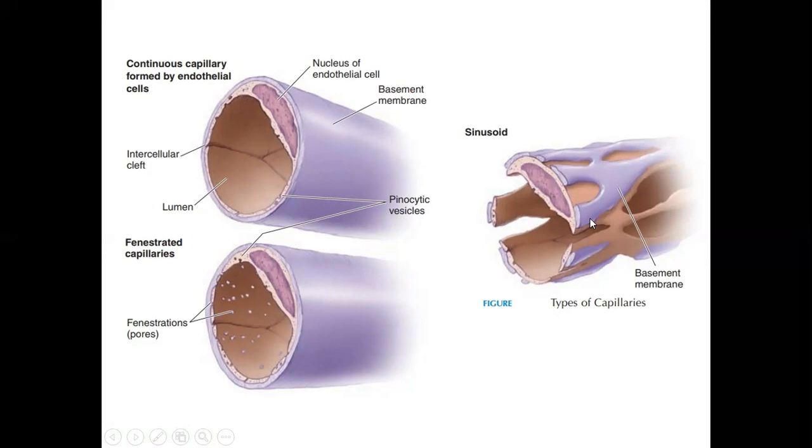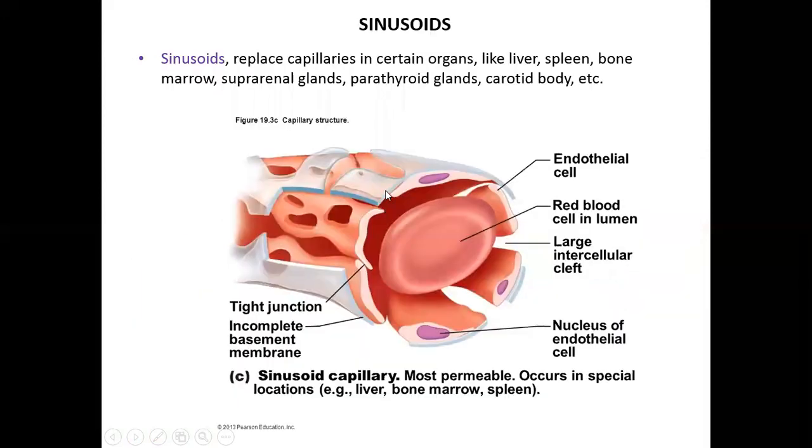In sinusoids, the structure is a little different. There are big gaps between endothelial cells, and also there is a gap in the basement membrane. This is again a picture of a sinusoid where the endothelial cells can be seen. There are a lot of gaps between endothelial cells, and even the basement membrane is not continuous. It is seen in organs like liver, spleen, bone marrow, suprarenal gland, parathyroid gland, and so on.